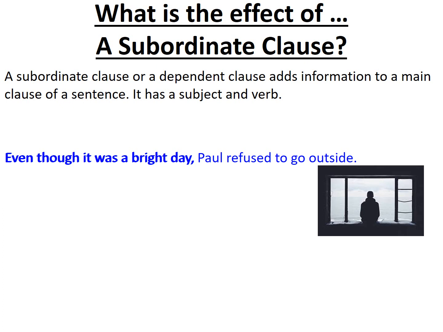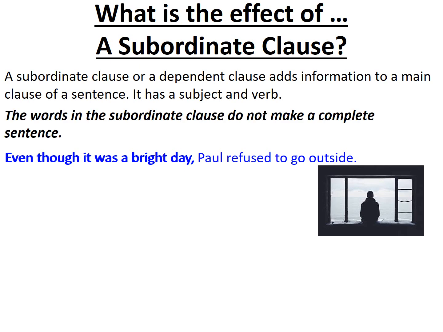This is not the case with what is the subordinate clause. Even though it was a bright day, I've got my subject, the fact that it was a bright day. And it was is the auxiliary verb that's being used here. But in essence, the subordinate clause cannot make sense on its own because it doesn't have an object in this instance. And so, because it's not a complete sentence, it has particular effects for the reader.